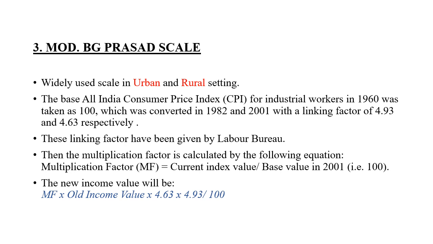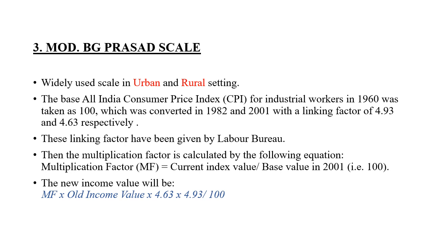So then is the modified BG Prasad scale. So this scale is what can be used in urban and rural settings. So it is also based on consumer price index. So there is a multiplication factor and it is then using that multiplication factor and consumer price index, the income category is calculated.